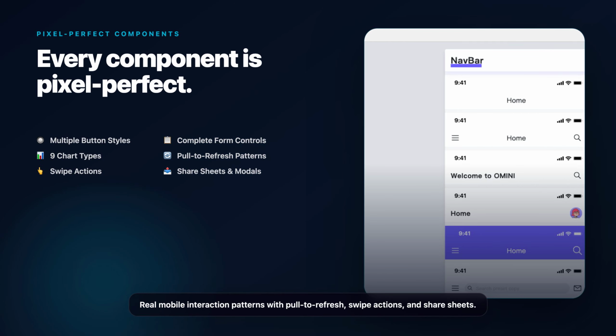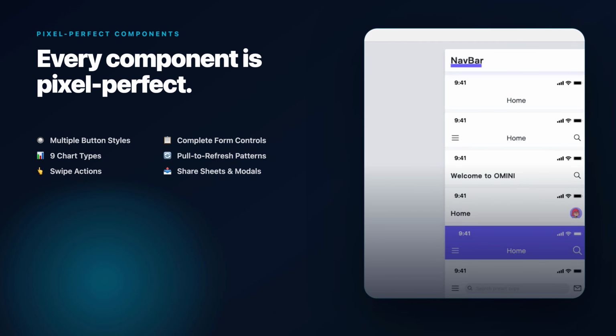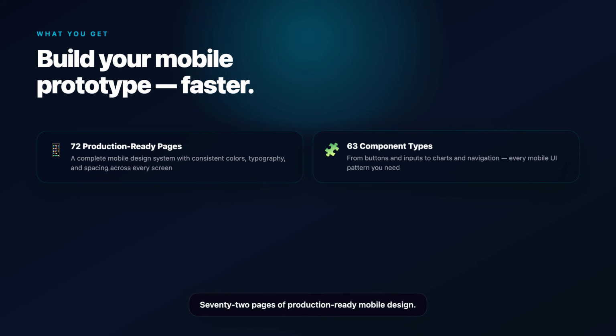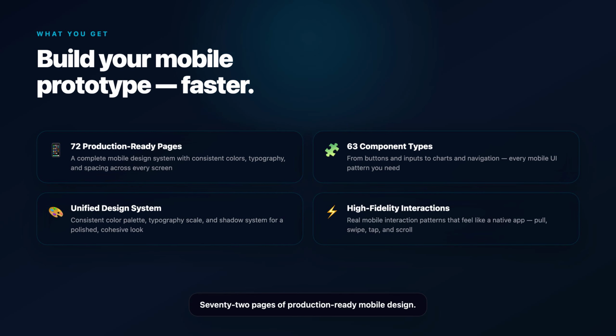Real mobile interaction patterns with pull to refresh, swipe actions, and share sheets. 72 pages of production-ready mobile design. A unified design system with consistent colors, typography, and spacing. 63 component types covering every mobile use case. High-fidelity interactions that feel like a real app.